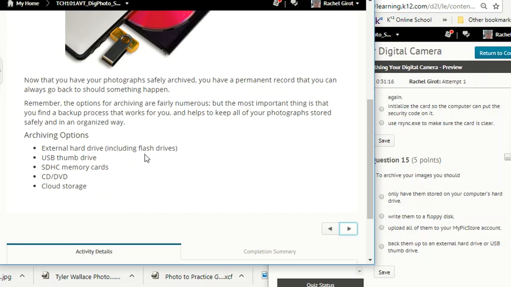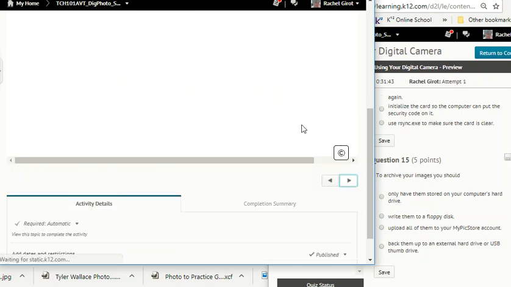Archiving options: external hard drive, which includes flash drives, a USB thumb drive, which is the same as a flash drive, SDHC memory cards, a CD or DVD, and cloud storage. Now, I've always heard that if a photograph is something that you really don't ever want to lose, to save it to 2 different backups. So if you have it on cloud storage, have it on a thumb drive too.